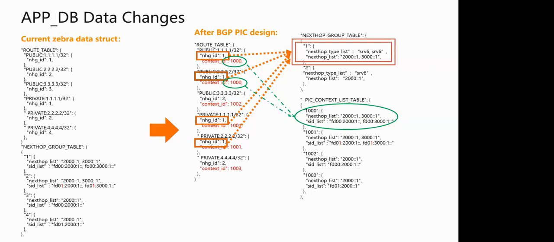So one question: why do we have the next hop list both in the next hop group table and the PIC context table? Sorry, say it again.